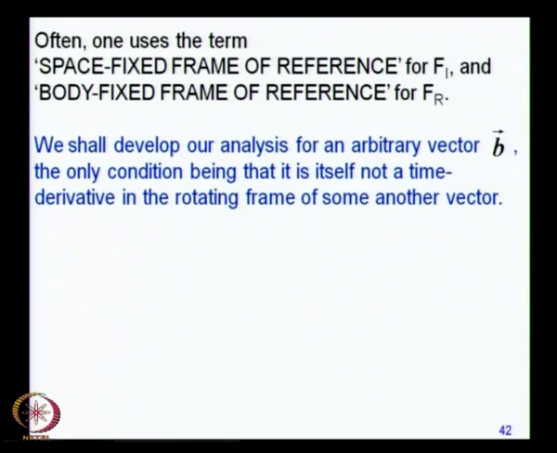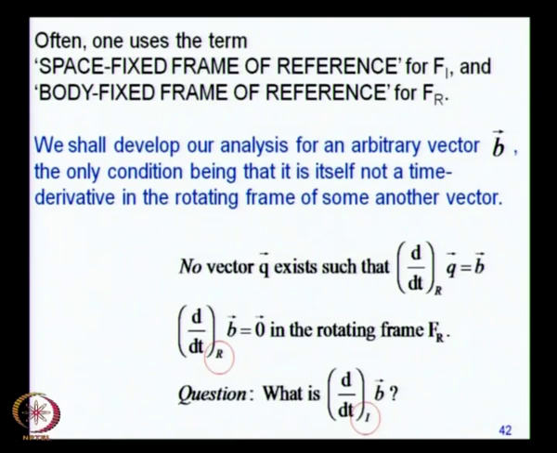Now, let me remind you, because this is of importance, that we are dealing with a vector b, and this itself is not the time derivative of some other vector in the rotating frame. In the rotating frame, it remains invariant. So, that is the situation that we are dealing with. No vector q exists such that d by dt of q is equal to b. So, b in the rotating frame is a constant vector, it is not going to change.